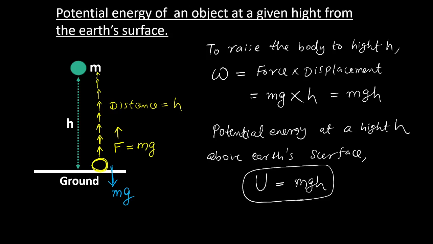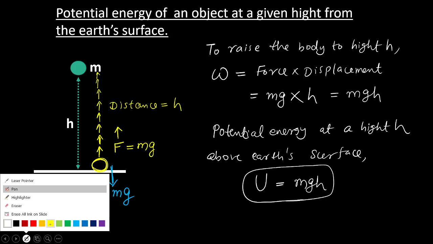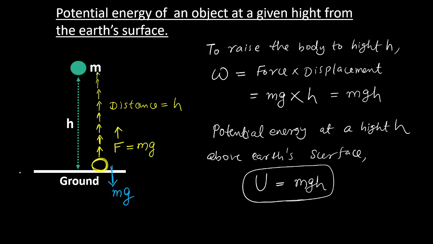Sir, is there potential energy for an object on the ground? Is there any potential energy? Here we make an assumption that the potential energy at the ground is equal to 0. We make an assumption that on the ground the body does not have any potential energy. We make this assumption, then only this formula is correct, okay?